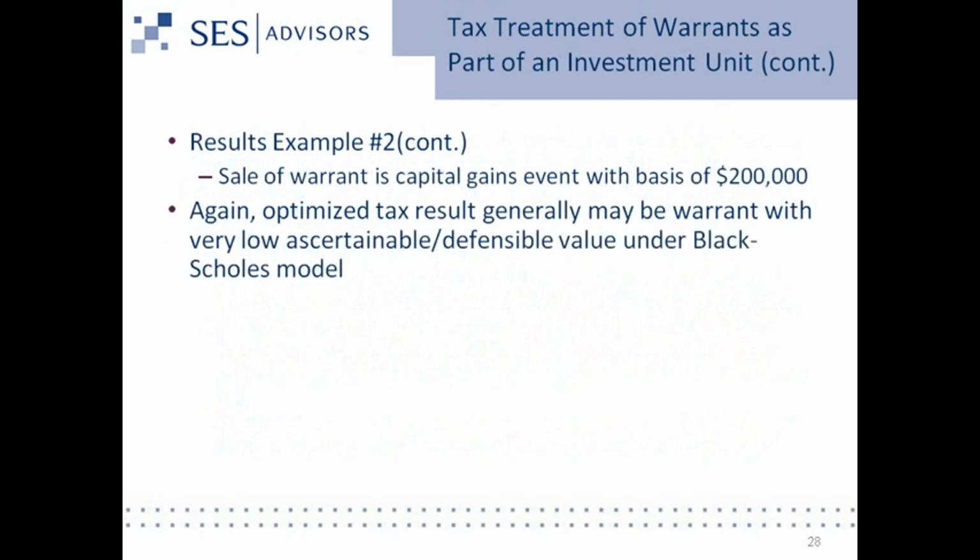And again, an optimized result is the degree to which we can show the lowest ascertainable or defensible value for the warrant under Black-Scholes, because we'll have a lower tax recognition currently. But remember, we're paying capital gains up front on the value of the warrant when we receive it, but we're getting credit for whatever taxes we're paying up front on the back when we exercise the warrant, because we have some basis in the warrant. So it's a timing rather than an absolute dollar issue.